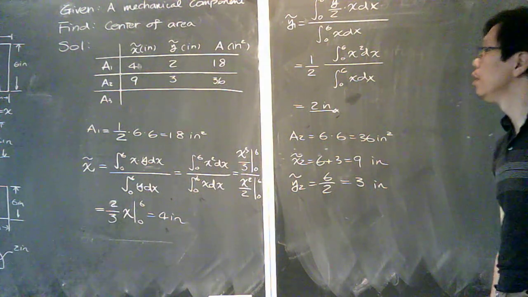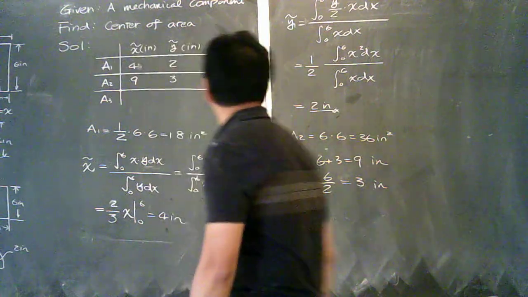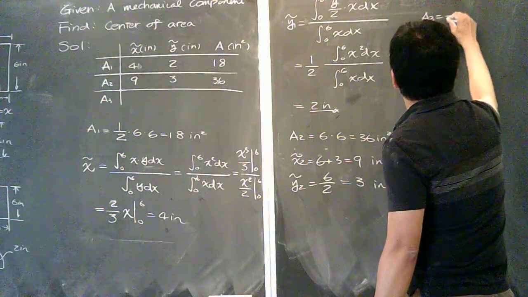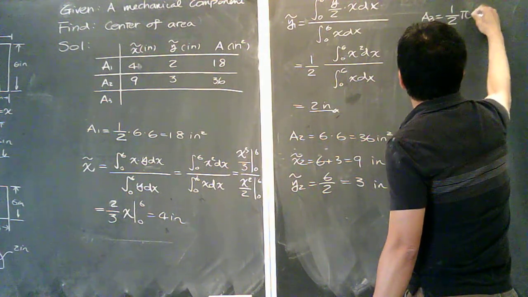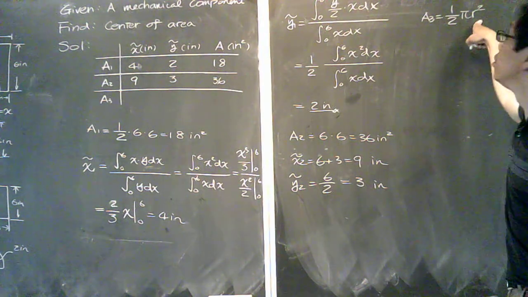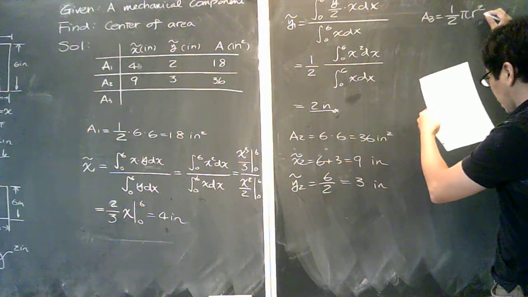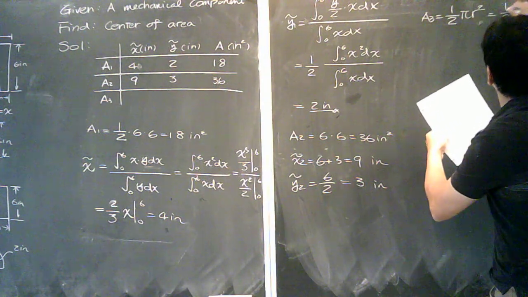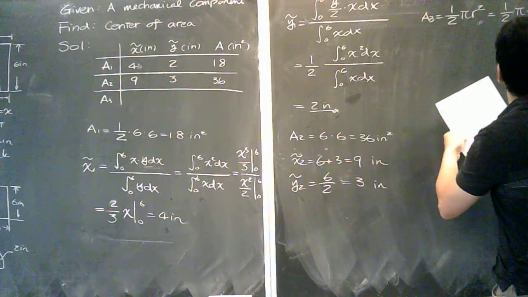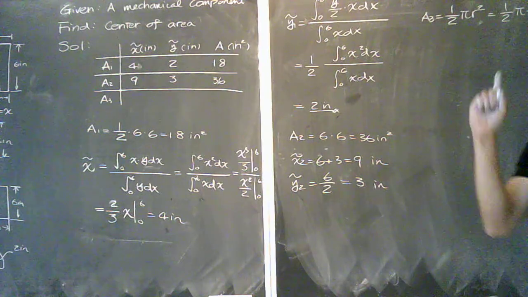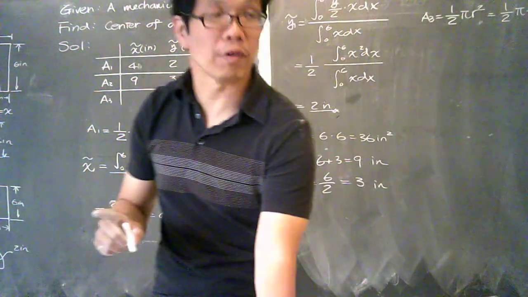Okay. For the semicircle over here, A3 equals 1/2 pi r squared. In this case, r is 2. So if you do the calculation, you're going to find the area, right? However, there is something you need to know.